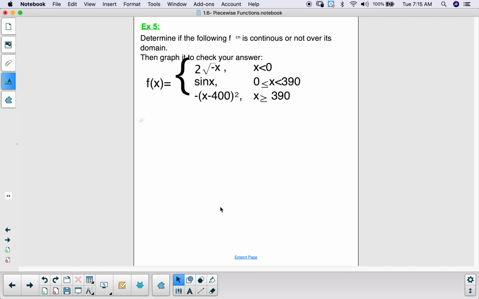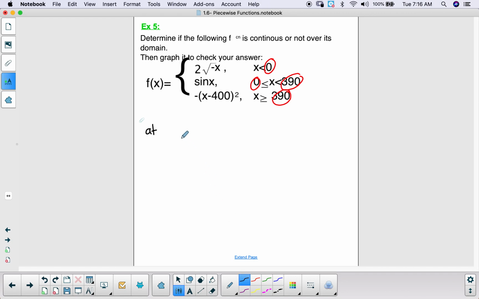So we need to find out if there are any breaks in this graph or not. So let's just check that. Let's check what happens at those points where the function changes. So we're interested in looking at what happens at 0, because that's where the shift happens. And then the next is at 390, because those are when the function changes.